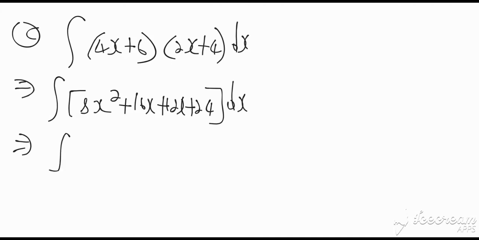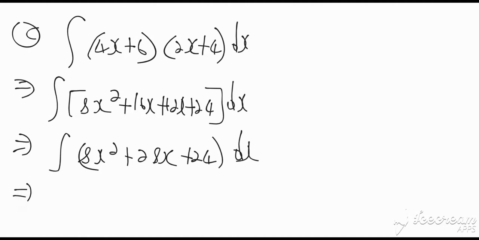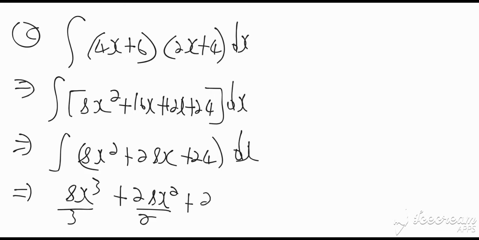Now, before we start integrating, always look for like terms. So in this case, I'm going to have 8x squared plus, I'm going to have 16 plus 12x, that's 28x plus 24 dx with respect to x. Now, once you have done that, we can go right ahead and integrate. So when I integrate 8x squared, I'm going to have 8x cubed over 3 plus 28x squared over 2 plus, when I integrate 24, I'm going to get 24x plus a constant of integration.